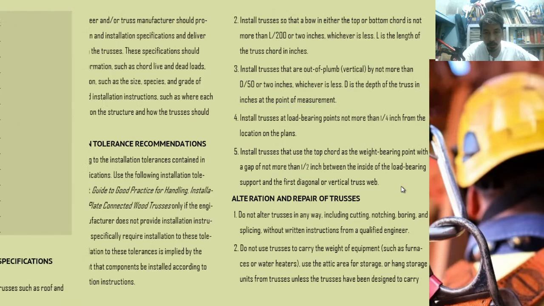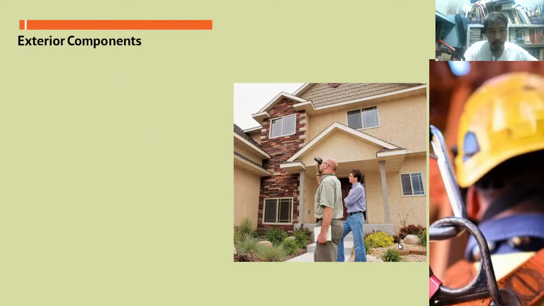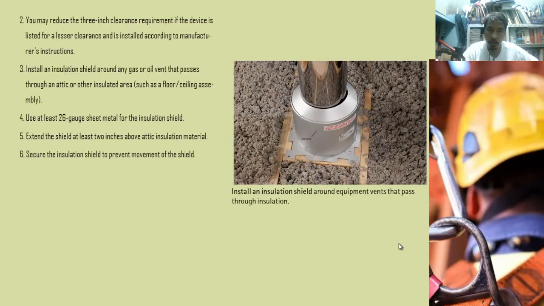So this is our joints, connector joints. So roof truss insulation. So we have insulation shield around the equipment, vents. So this is on the venting, okay, that pass through insulation. So these are insulation material and we have a vent, okay. Exterior components, so that's all that is not included in our discussion.